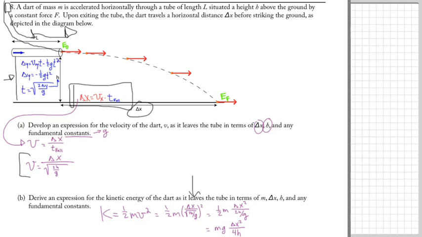Just got to get rid of the fraction in the denominator of my fraction. That reciprocal gives me g upstairs and 2h downstairs, and 2h downstairs times 1/2 is 1 over 4h. That's why that's downstairs. So mg delta x squared over 4h is the value for the kinetic energy of that dart as it's leaving the tube.